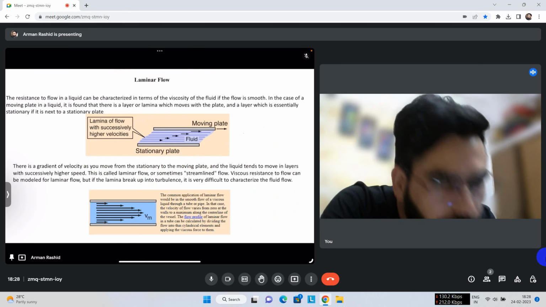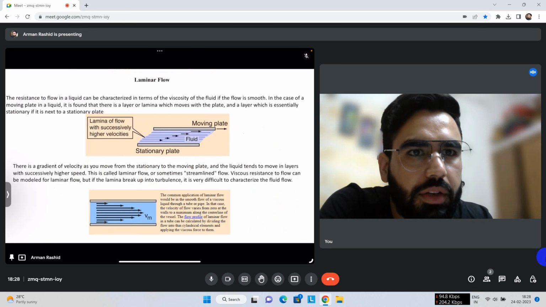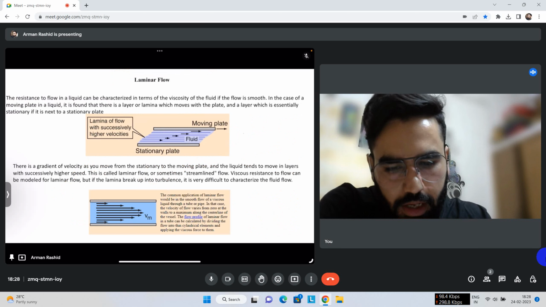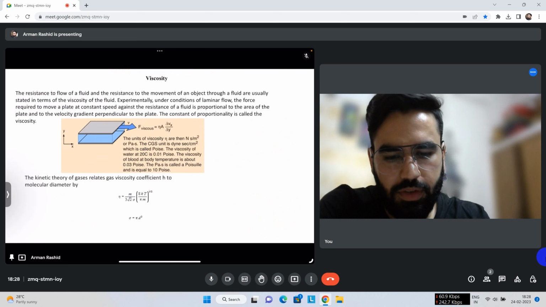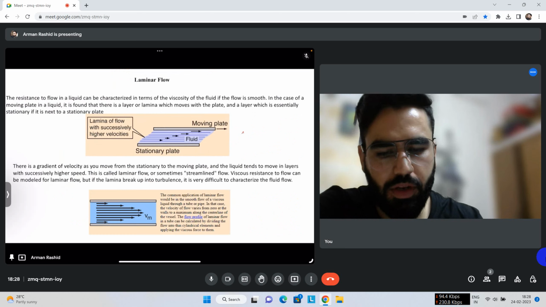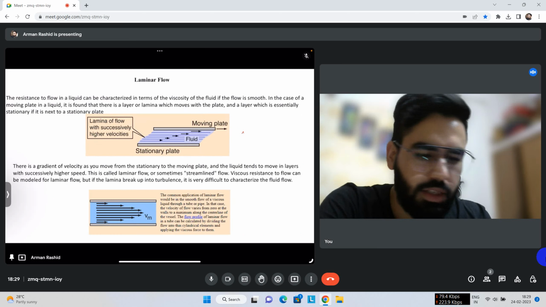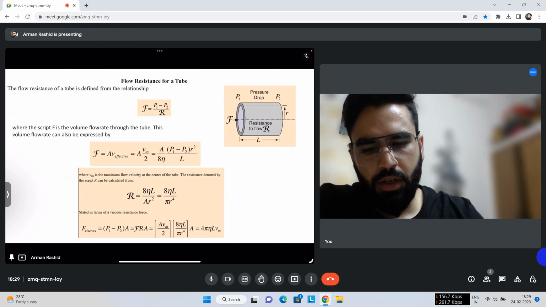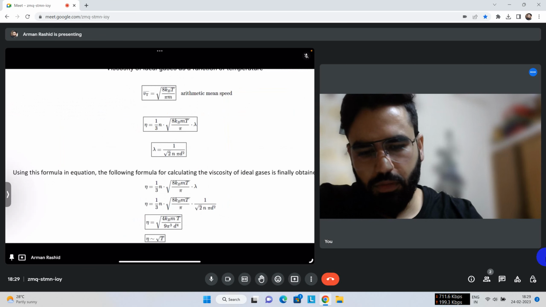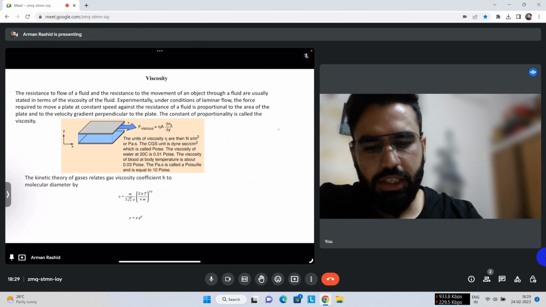Okay, so another concept that we are going to revise is the laminar flow. First, we are going to discuss the concept of viscosity actually, because of the viscosity we will have laminar flow. So first we'll see the laminar flow.